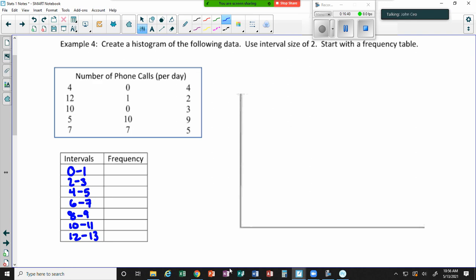So now, to make my frequency table, the reason why I do this is so I can just go through and make tick marks. So 4, put a tick mark there. 0, make a tick mark there. Instead of trying to count and missing them, this is an easier way to organize your data. 4, put a tick mark. 12, tick mark. 1, put a tick mark. 2, tick mark. 10, put a tick mark. 0, put a tick mark. Okay? This makes sense?